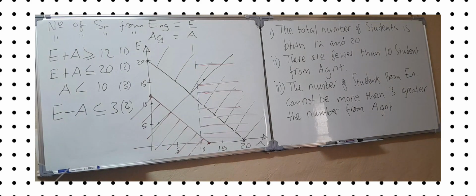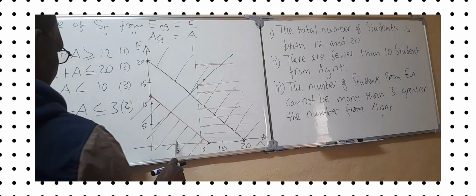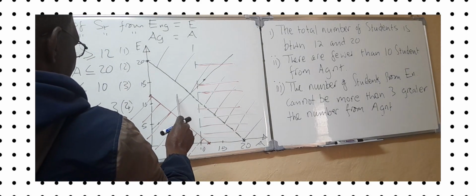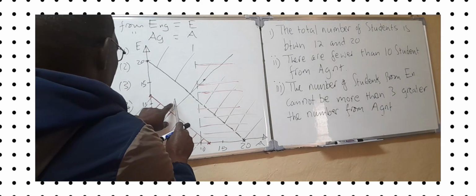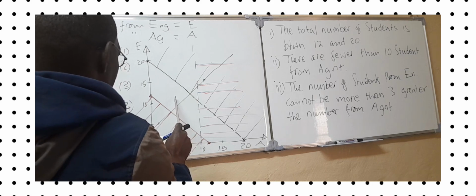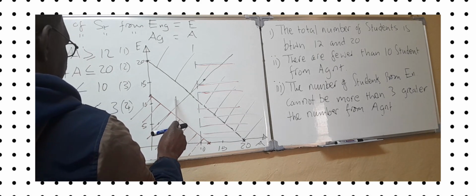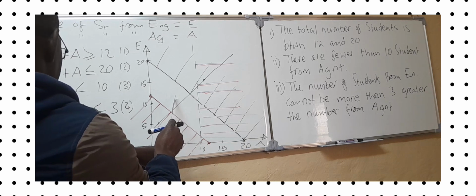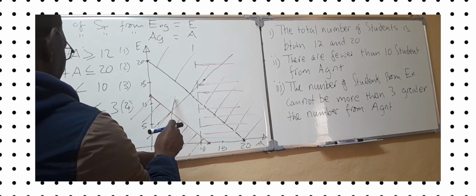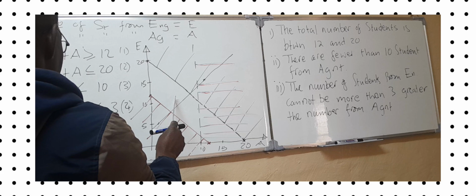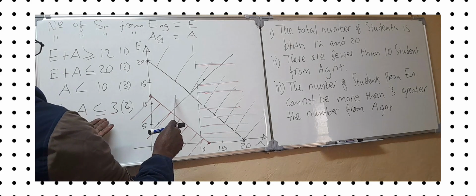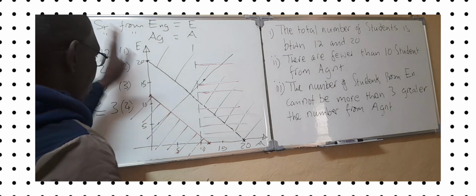Now, what region do we want? Let's take any point above the line. Let's take the point A is 5. And let's just take this point here. I think it represents E is 10 and A is 5. So 10 minus 5 is equal to 5, which is greater than 3. So 5 is obviously greater than 3. So we don't want this region.